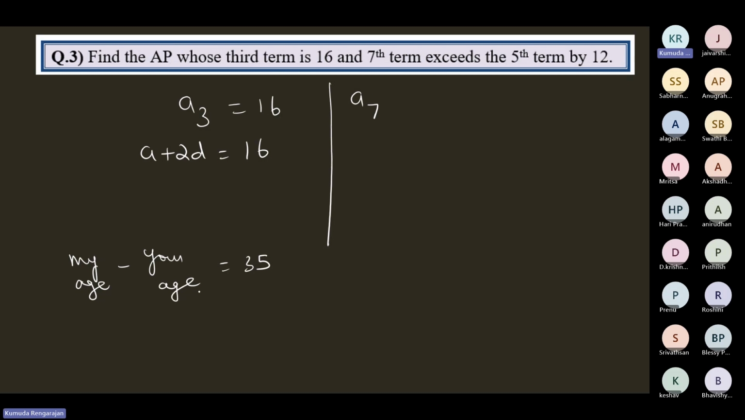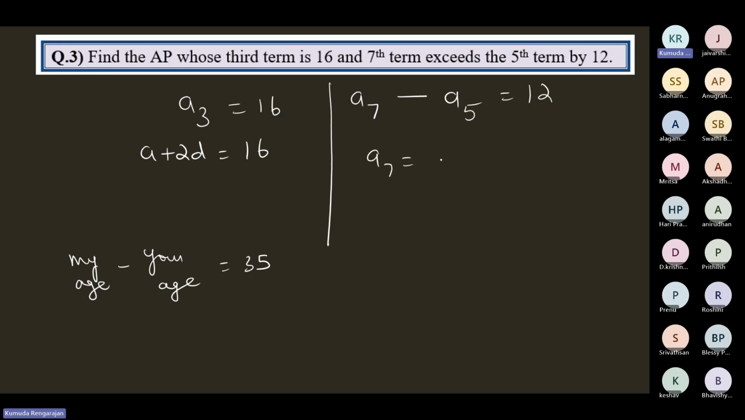Exceeds gives you the difference between two things. One thing is more than the other thing by some value. So here, which one is more than which one and by how much? Here, the seventh term is more than the fifth term by 12, which clearly means A7 minus A5 is equal to 12.